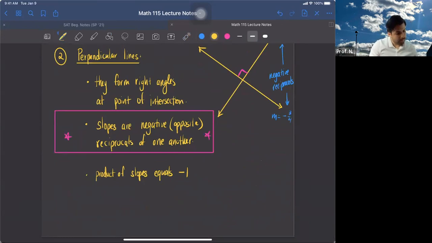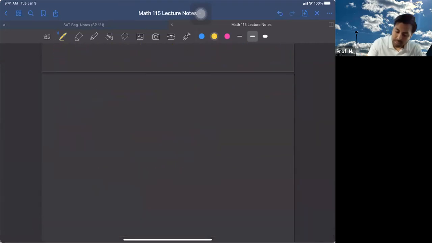Now we're going to be interested in finding the equations of these lines. So we're going to be finding equations of parallel lines.